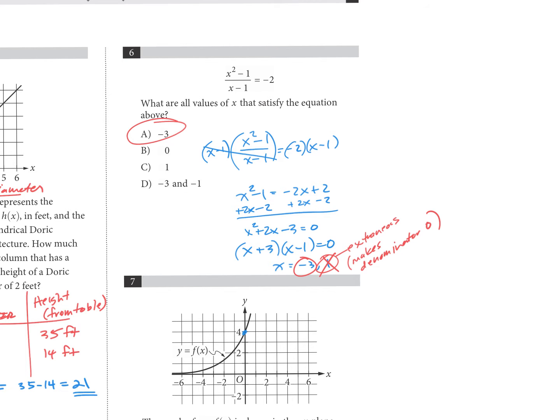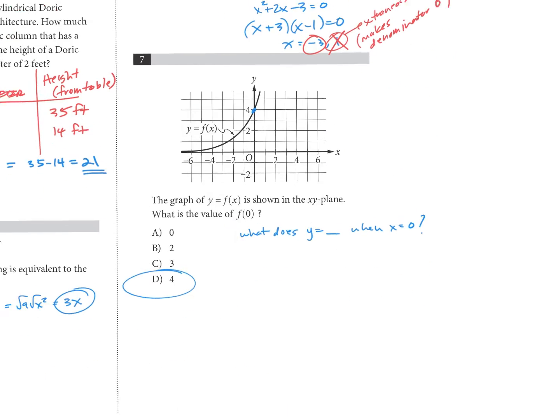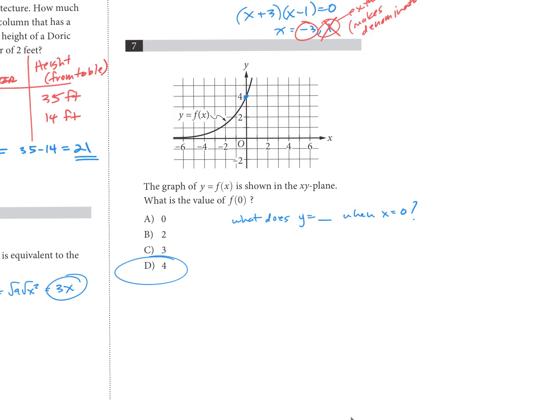But the answer is just -3A. All right, number 7, this is a pretty easy one again. It just says, what is f of 0? So f of 0 is essentially asking this question, what does y equal when x equals 0? And the answer to that would be 4.